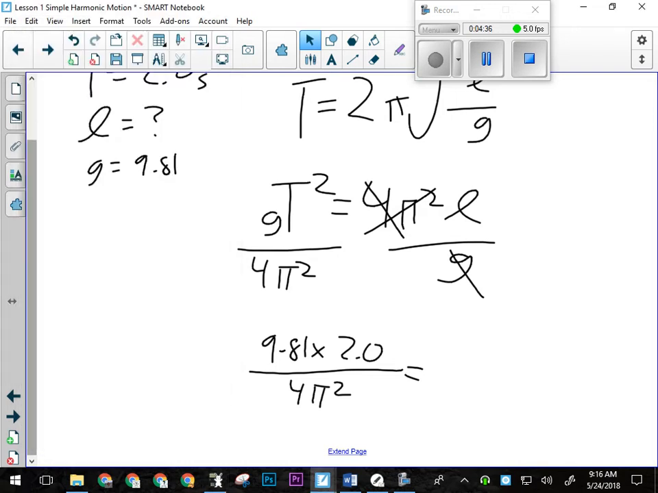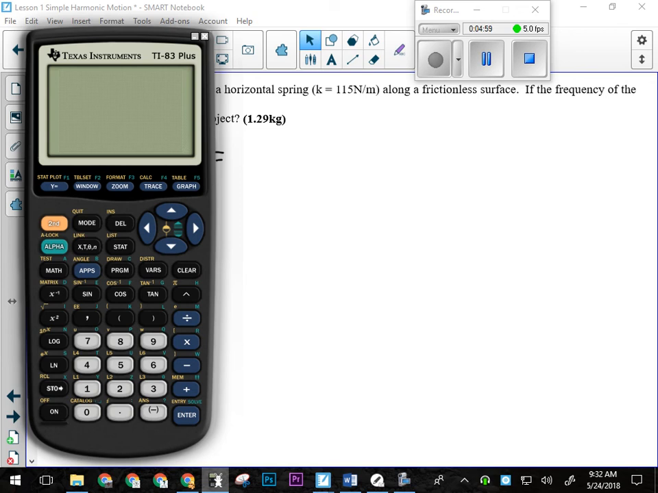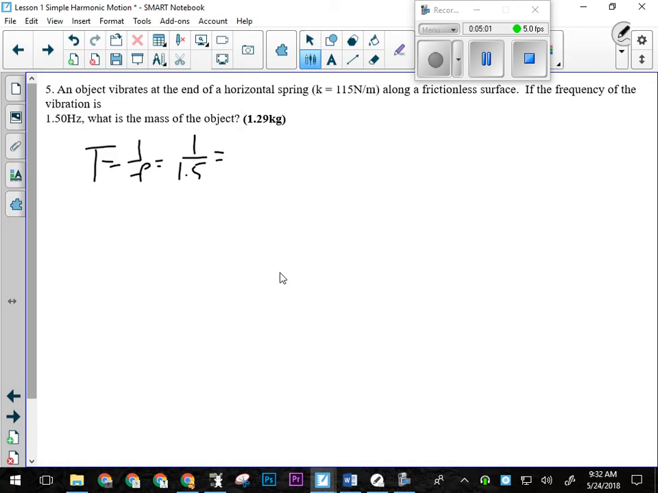For number 5 here, we've got a mass on a spring, so we know what k is, and we know it's on a frictionless surface. They tell us the frequency, which we have to use to get period, then we can look for the mass of the object. T equals 1 over f, so 1 divided by 1.5, which is 0.67 seconds, the period of this object.